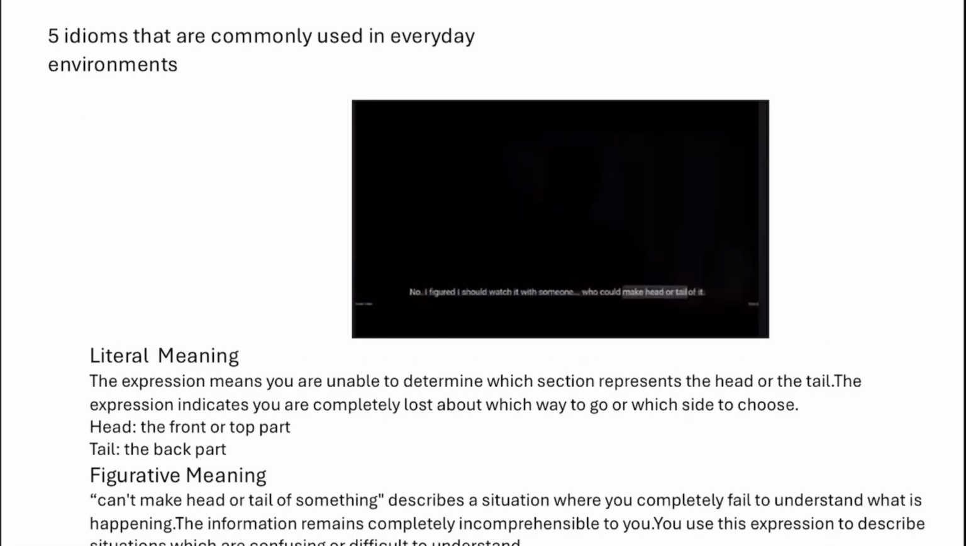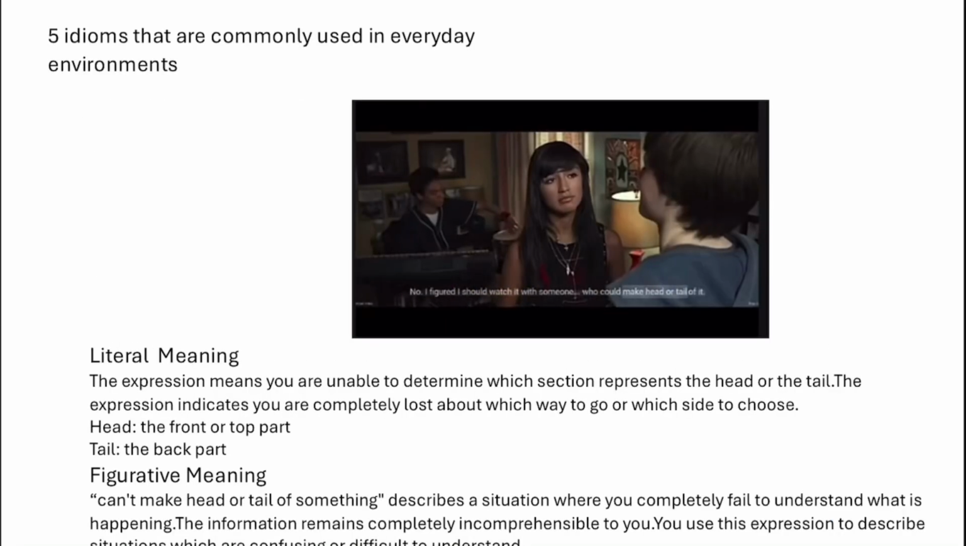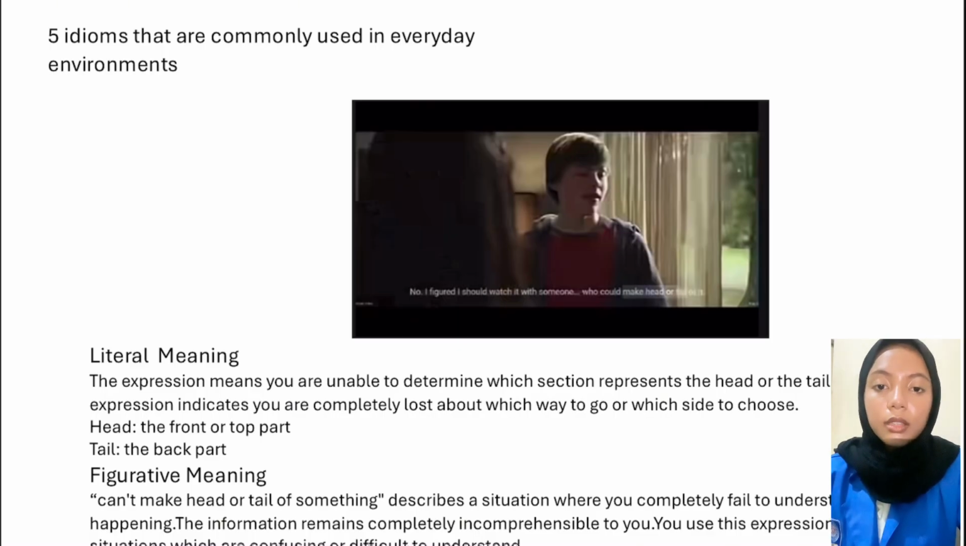And next, I figured I should watch it with someone who can make head or tail of it. Can make head or tail. In literal meaning, the expression means you are able to determine which section represents the head or tail. The expression indicates you are completely lost about which way to go, which side to choose.